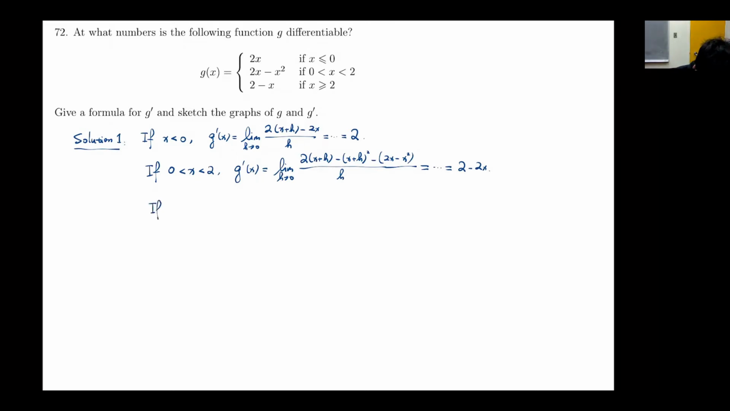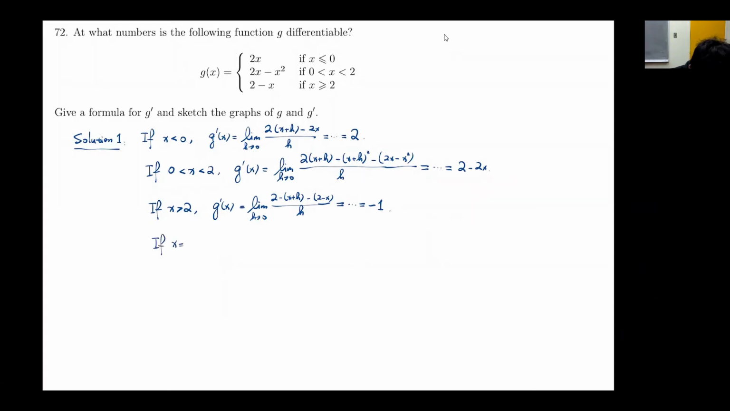Finally, if x is strictly greater than 2, then g prime of x will be the limit of 2 minus x plus h minus 2 minus x, divided by h. What you will get is minus 1, again a constant number. So these are the derivatives at the generic numbers. And now let's look at the critical numbers.